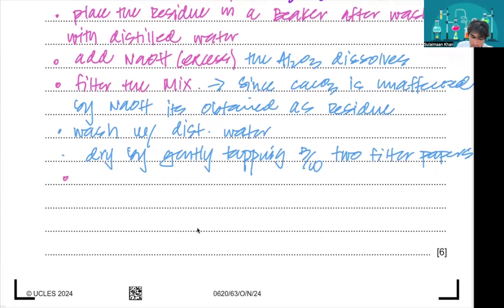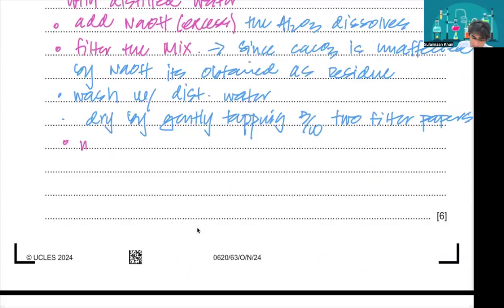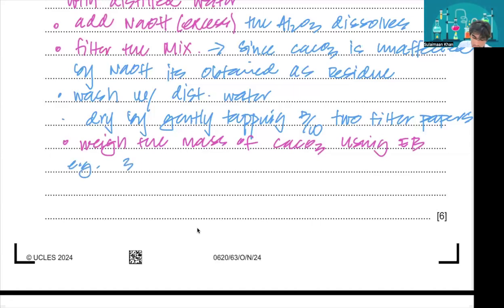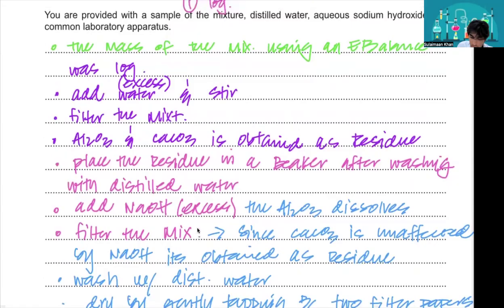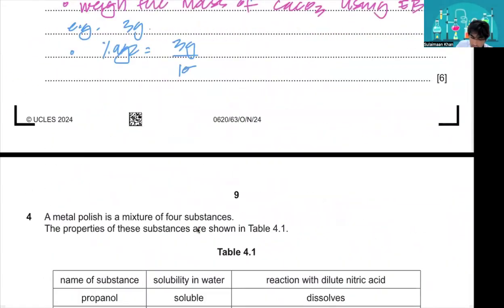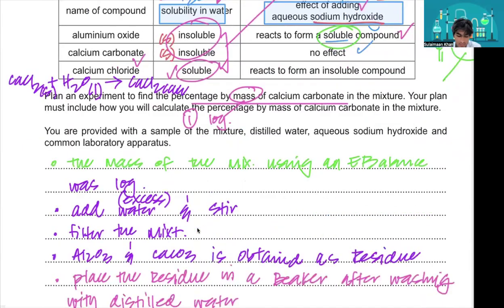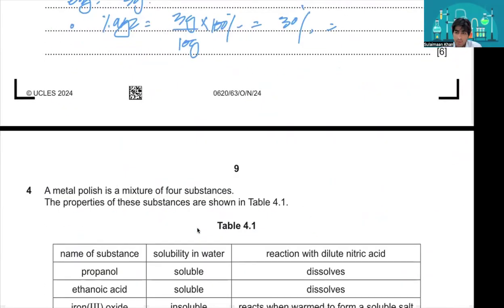Okay. And then what do you do? You weigh. Did we weigh it initially? Yes. So weigh the mass of calcium carbonate using an electronic balance, for example, 3 grams. I'm just sticking to 3 grams, whatever. So the percentage is going to be calculated as the mass of calcium carbonate, which is 3 grams, divided by the total mass, multiplied by 100%. That's 30%. Done, dusted, so easy! I'll go over all the types of questions.